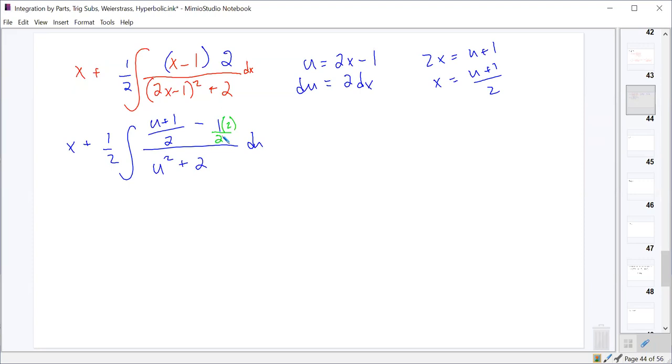And if I do that, what should I be able to do? I got to be able to pull that 1/2 out here, giving us x plus 1/4 the integral of, and then what do we have here? We have u plus 1 minus 2, which is u minus 1 over u squared plus 2 du. Good or no?